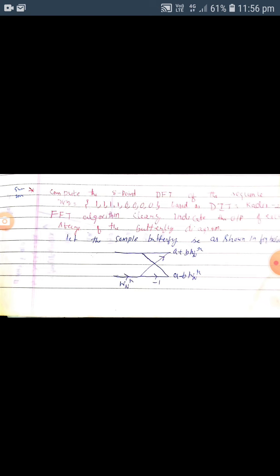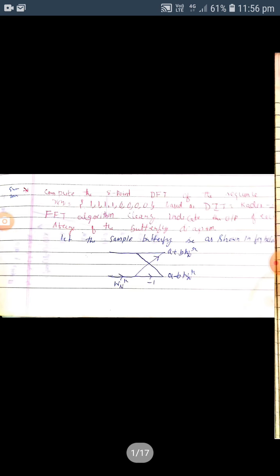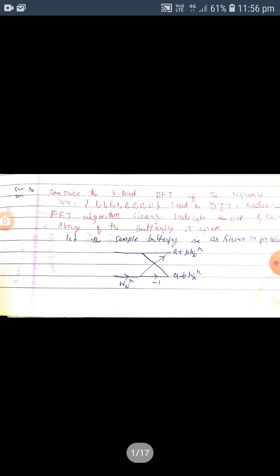The following is a sample of the butterfly. This butterfly consists of two horizontal lines. The first line is named A, the second line is named B. In line B there is a gain of omega N power r. Then the first line output will be A plus B omega N power r, and the second line will be A minus B omega N power r.